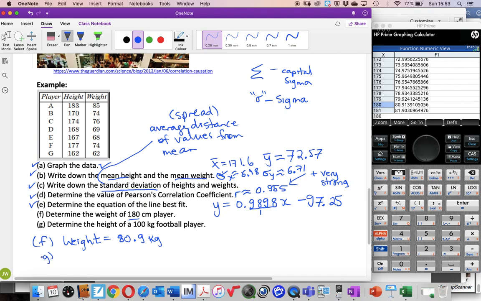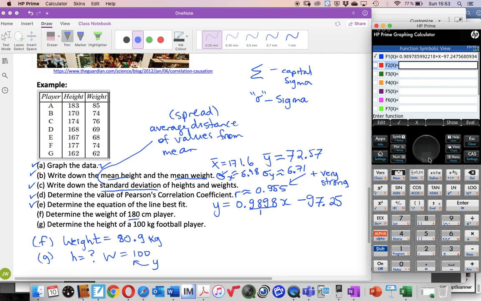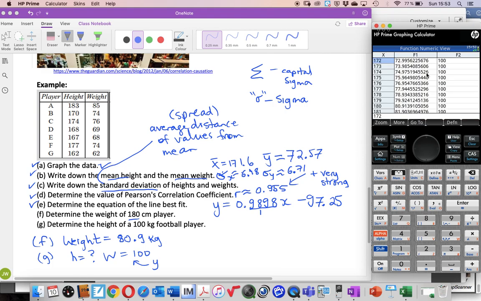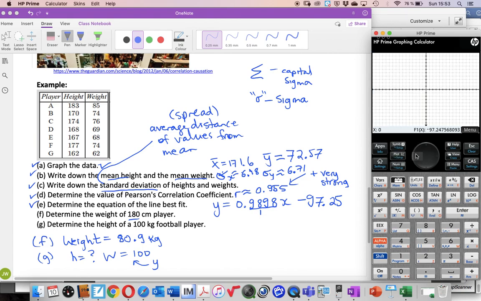Okay, last step. So now it's asking us to determine the height when the weight is 100. So now what we're given is we're given the y value, right? How do we do this? We've done this by intersection. Let's do that. So what we're going to do is we're going to put 100 into the y. Okay, and again, you can use the table and see at which x value this will also hit 100, but I would like to do it visually.